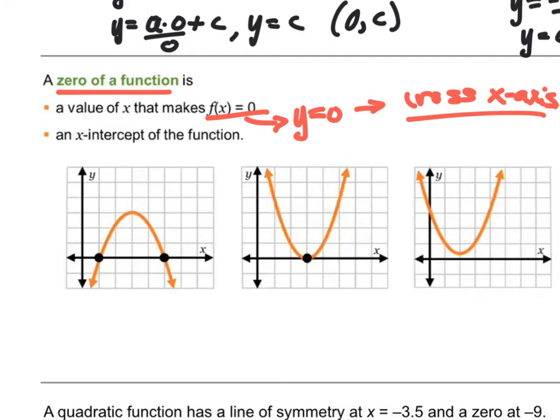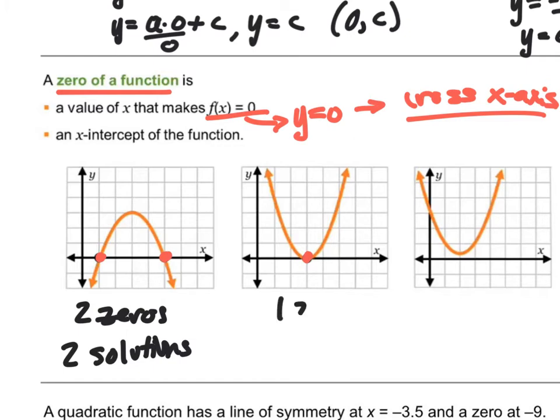So here, on this one, you have 2 zeros. We would also say that this quadratic has 2 solutions. Okay? Because we intersect the x-axis twice. On the next one, we have 1 zero. So this graph actually just has 1 solution. Okay? And then this graph over here has no zeros.